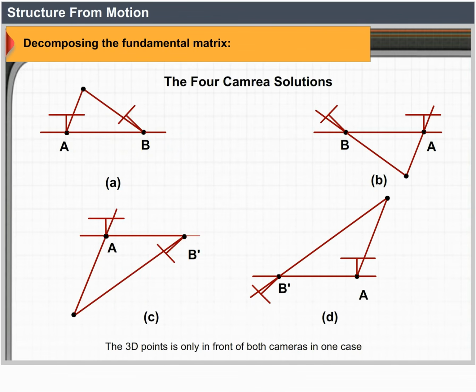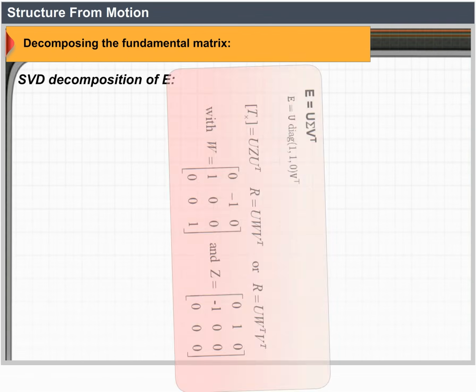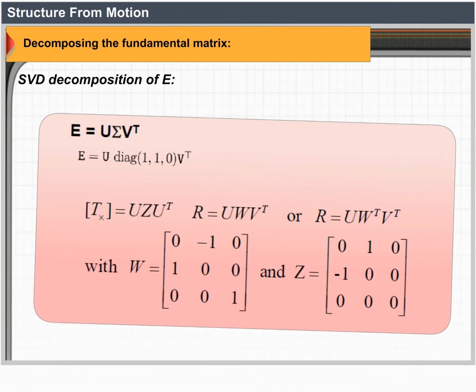SVD, the singular value decomposition of E, can be arrived at as shown on the screen, where E equals U sigma V to the power T, which is to say E equals U diagonal 1, 1, 0 V to the power T.